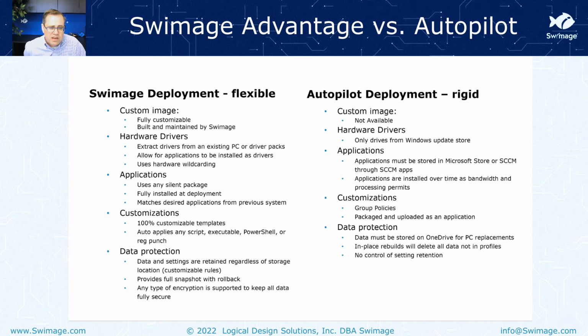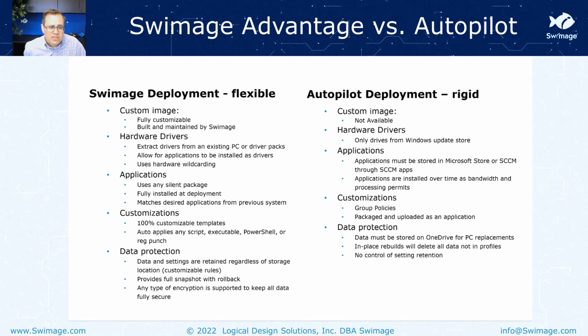Okay. And then data protection. We protect data no matter where it's at. It detects where the data is at based on rules. It keeps data where it's located. If you want to migrate data with Swimage, say I want to go from localized data to OneDrive, you can do that. If you're already in OneDrive, Swimage can handle that. And it'll migrate data wherever, however you want.